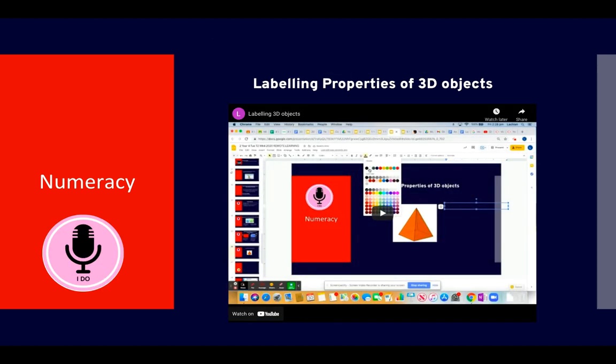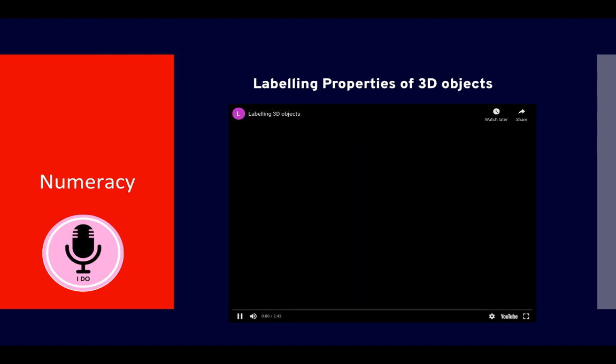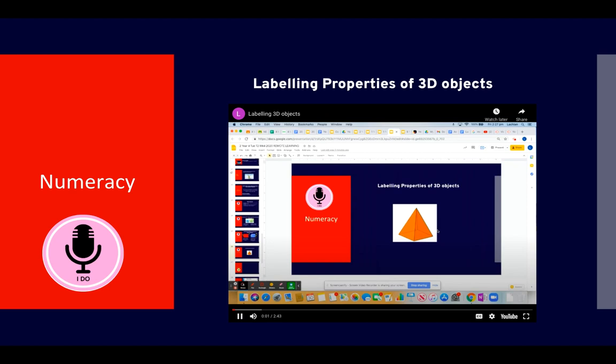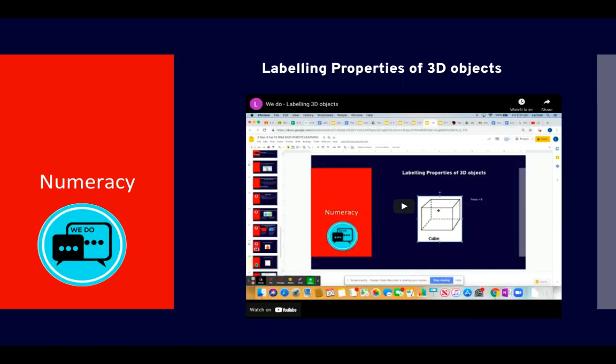Please watch this video on the I do part of our numeracy lesson, that is labeling properties of 3D objects. Next, watch the we do part of our numeracy lesson, the labeling of properties of 3D objects.